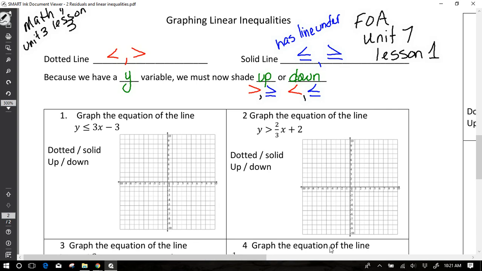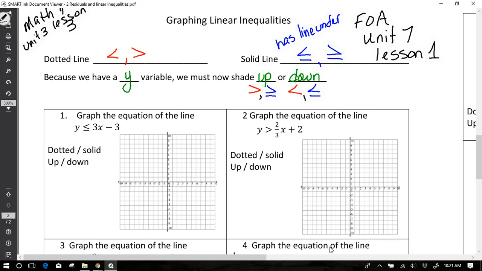Now, instead of always having straight, solid lines, sometimes they'll be dotted and sometimes they'll be solid. And then we're also going to need to be shading. Now, the last time that we had inequalities, our shading was left and right because all we had was an x variable. This time around, we're graphing linear inequalities, which means that there's now a y variable. So our shading will be up and down.